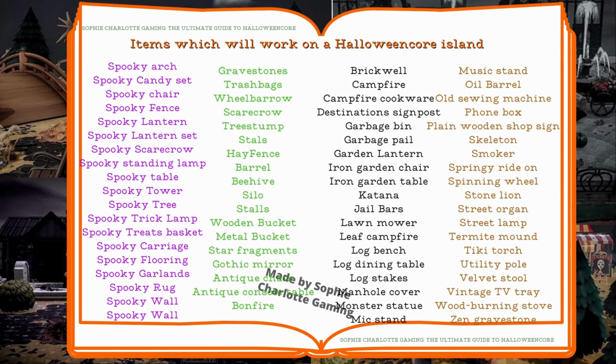Let's move on to items which will work on Halloweencore. Now, I have just chucked a load of items on your screen, but I think this should really help you to kind of get that base and know what kind of things to put on your island. So we've got, for example, spooky fence, spooky tower, spooky flooring, metal buckets, log benches, tiki torches, velvet stools, skeletons, smokers, garbage bins, a nice typo there on stools right in the middle.